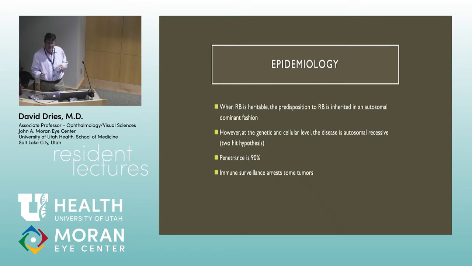When retinoblastoma is heritable, the risk of it is inherited in an autosomal dominant fashion. But a tumor arises at the cellular level because two genes have a mutation, so it's autosomal recessive at the genetic level. But the risk is inherited in an autosomal dominant fashion. And if you do inherit one of the RB alleles with a mutation, the penetrance is 90%. So there's a 10% chance you won't get any tumors, even if you do inherit the gene.